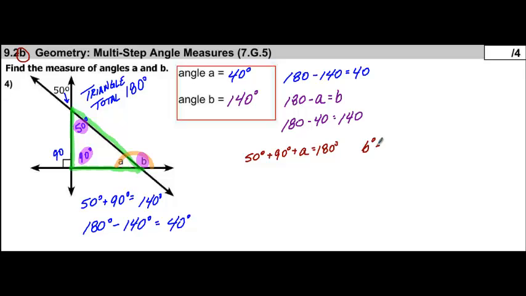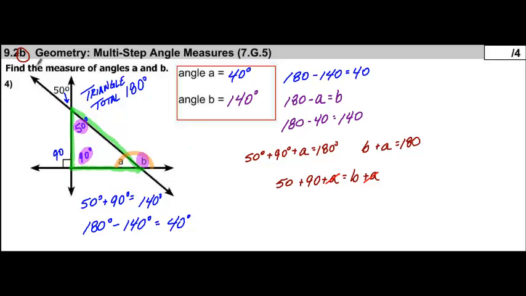B plus A also equals 180, which means that 50 plus 90 plus A equals B plus A. If we cancel the A's out, we're left with the 50 and the 90 equal B. So exterior angle equals the sum of the two opposite interior angles.